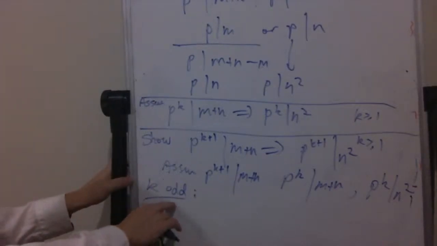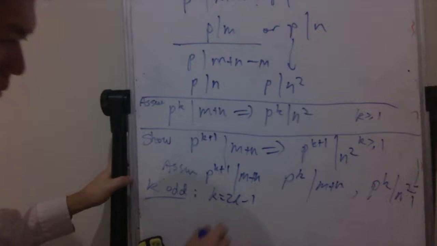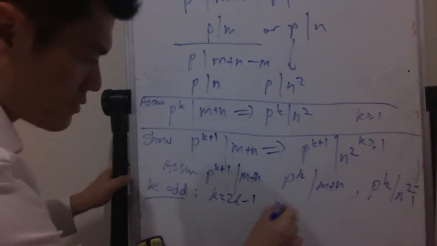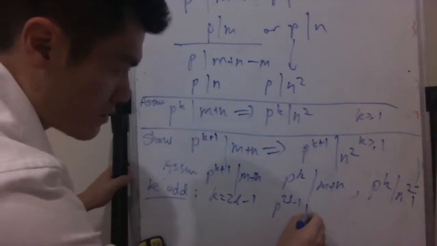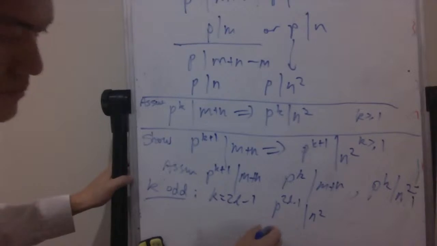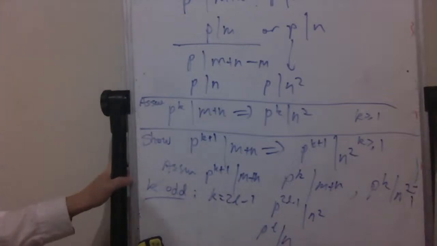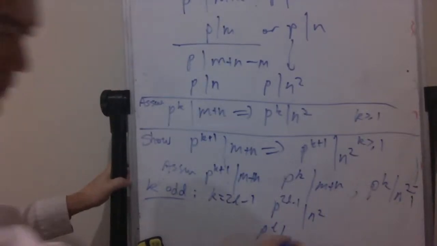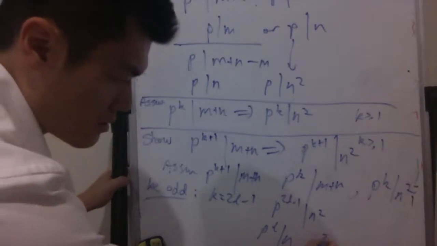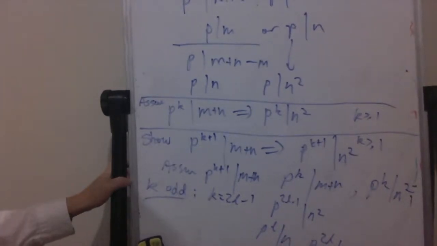Yeah. Okay, so if k is odd, for example k equals 2L minus 1, right? So p to the 2L minus 1 divides n squared, yeah? Yeah. So therefore p to the L divides n, yeah? Oh, yeah. So therefore p to the 2L divides n squared, yeah? Does it? Well, yeah, because if you double, n squared has two n's. Which is k plus 1. So it works. Yeah.